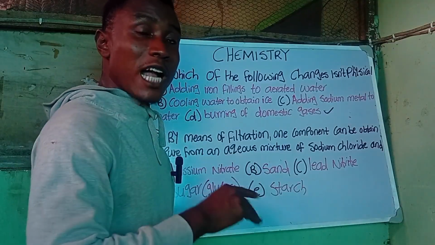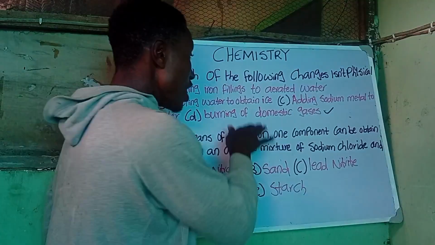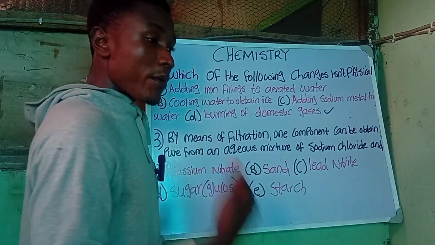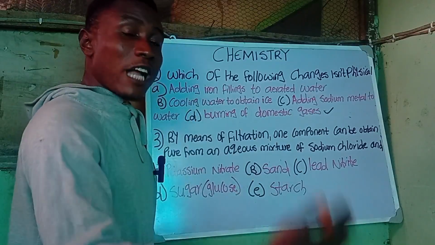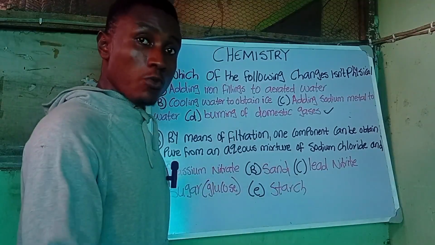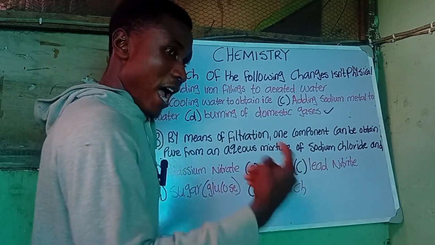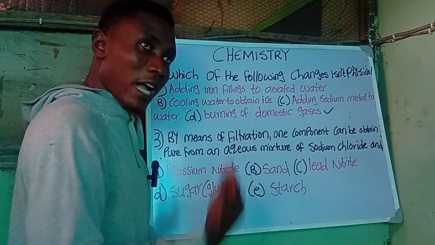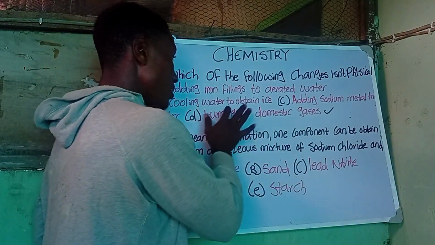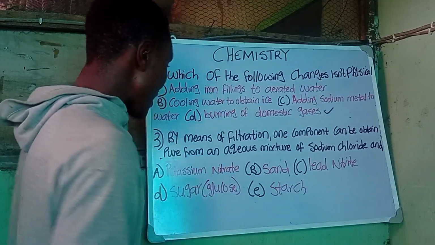A physical example of a chemical change is burning, be it burning of domestic gas or burning of wood, because at this point the wood cannot be gotten back, so it is irreversible, and new substances are formed, which is the ash. So you are going to get your ash, which is a new substance, and the wood cannot be gotten back, which is irreversible. So the correct answer here is option D, the burning of domestic gases.